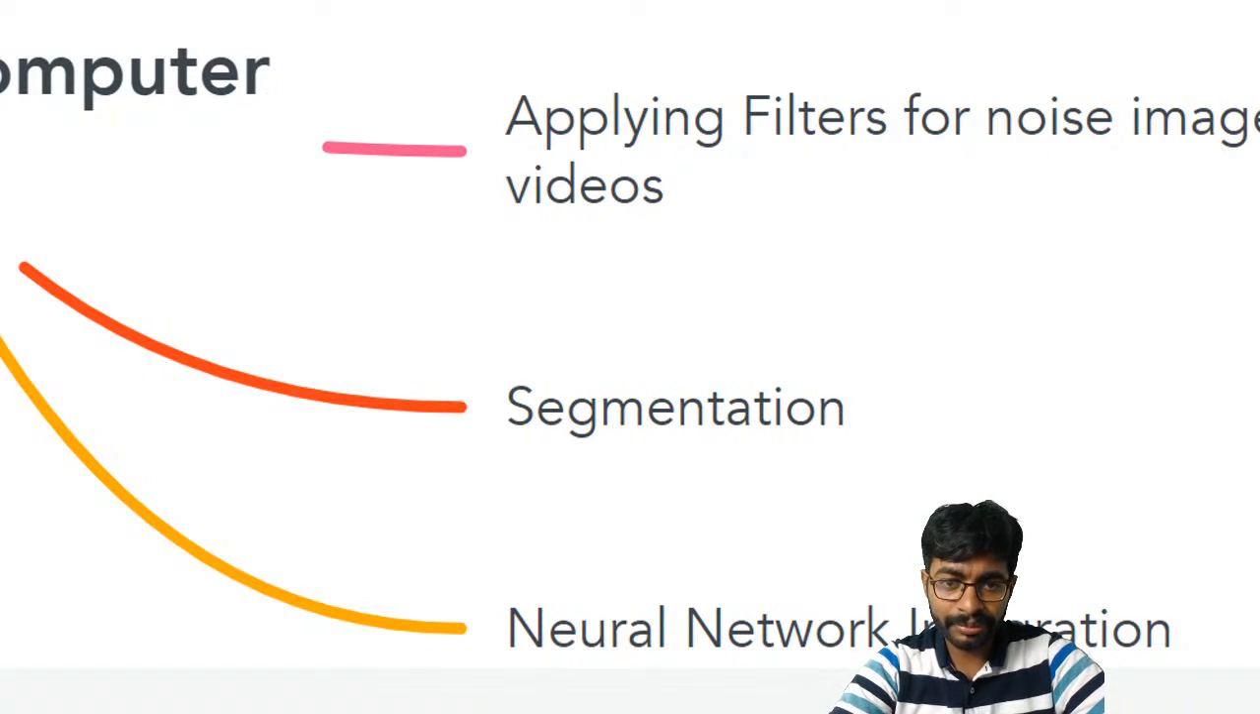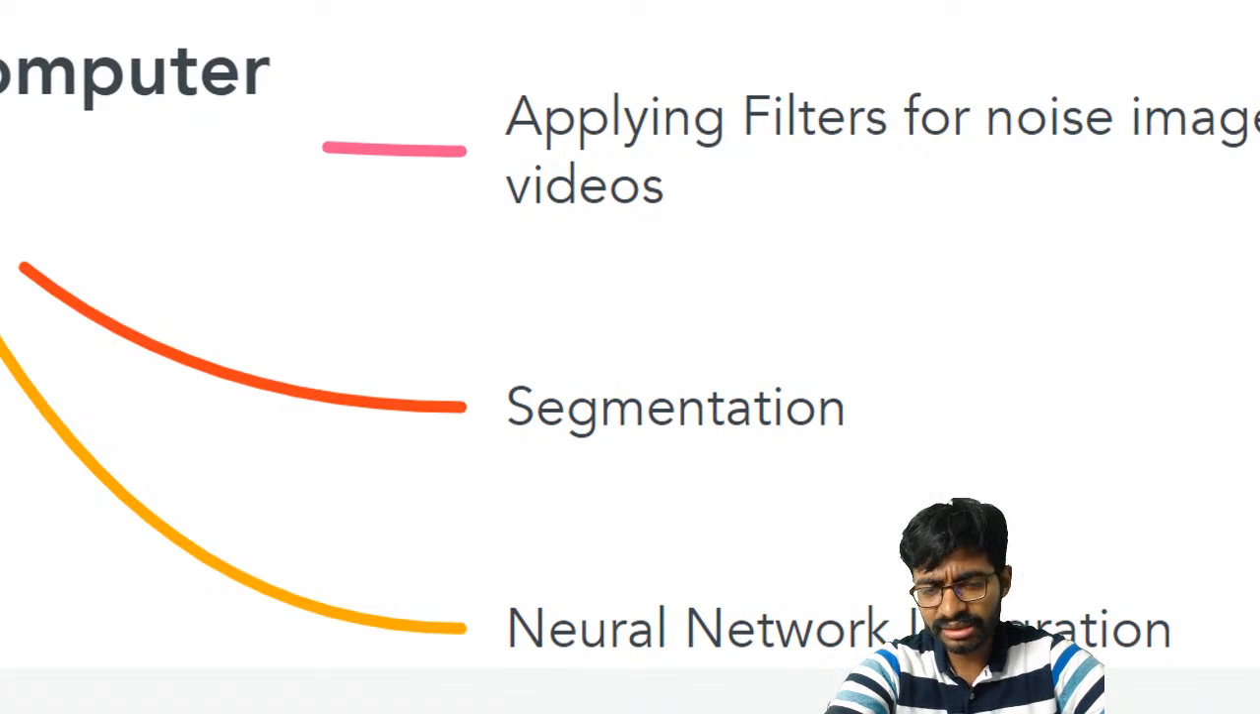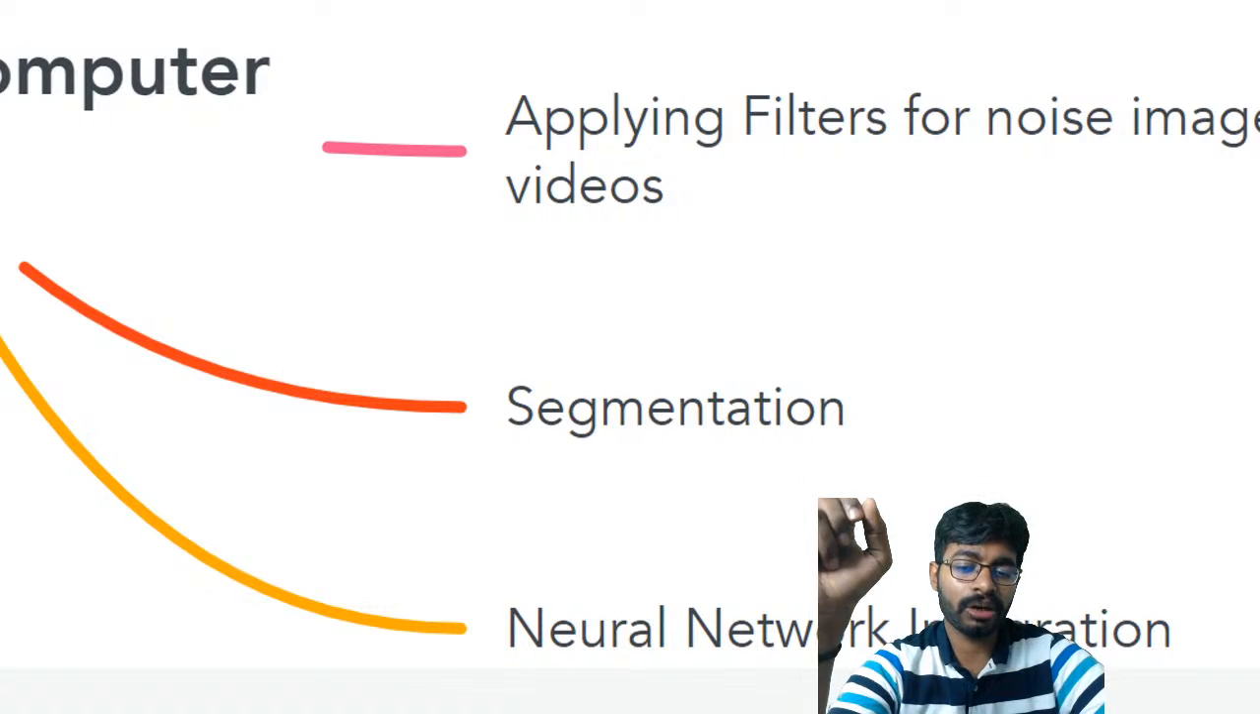From a group of images, if you are selecting only that particular area, that particular portion is known as segmentation, or it is also called the region of interest. So if you are mapping that particular segmented area, it is set as the ROI.